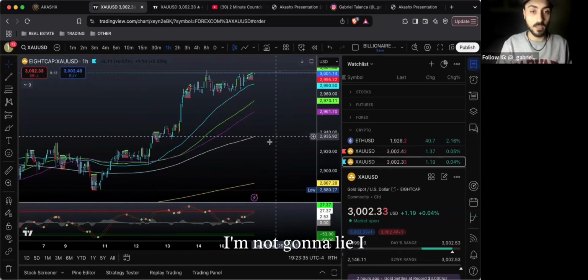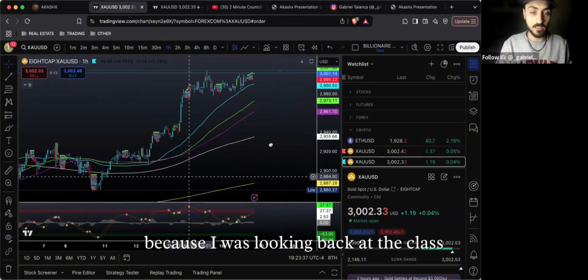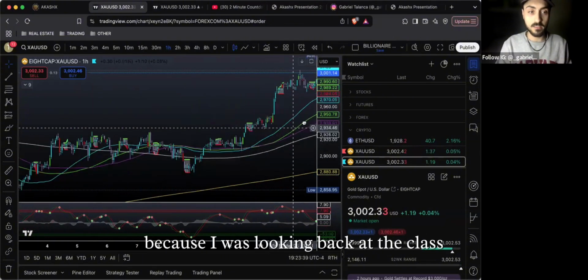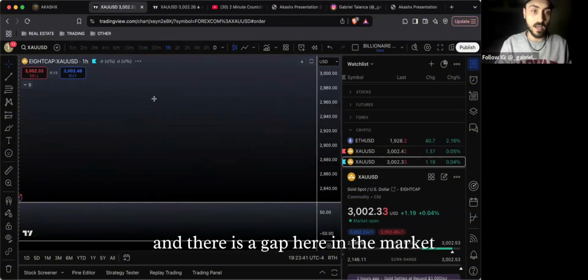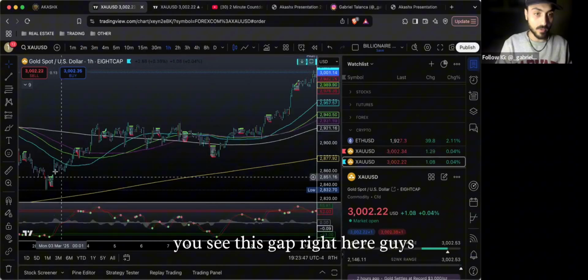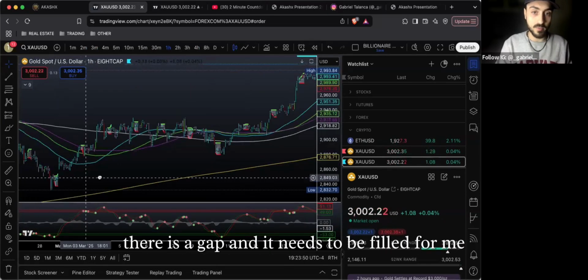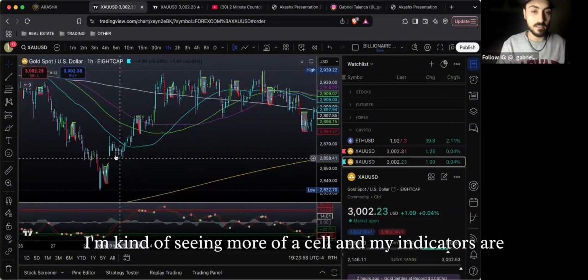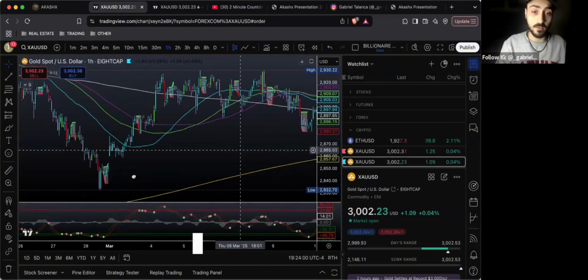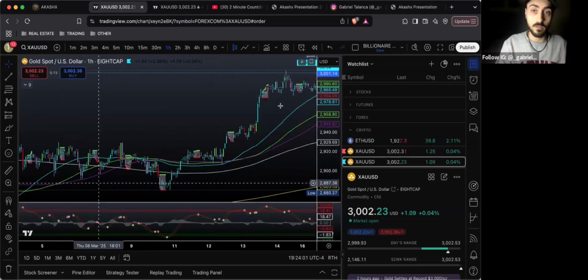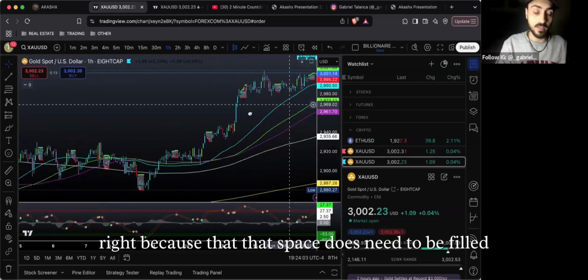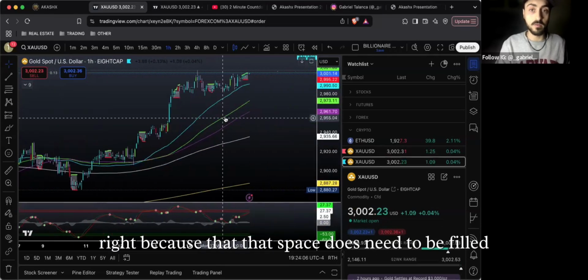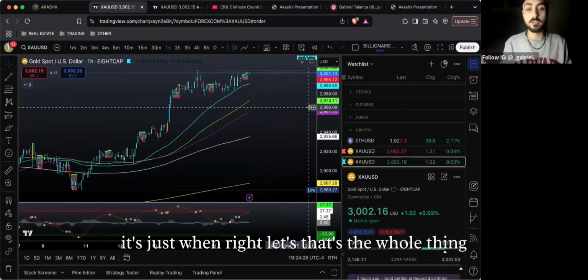I'm not going to lie, for a little bit, because I was looking back at the past, and there is a gap here in the market. You see this gap right here, guys? There is a gap and it needs to be filled. For me, this is why I'm seeing more of a sell, and my indicators are picking up on it as well, right? Because that space does need to be filled. It's just when, right? That's the whole thing.